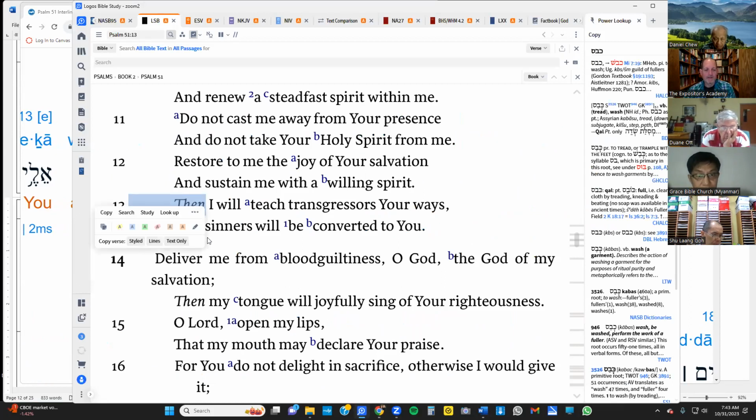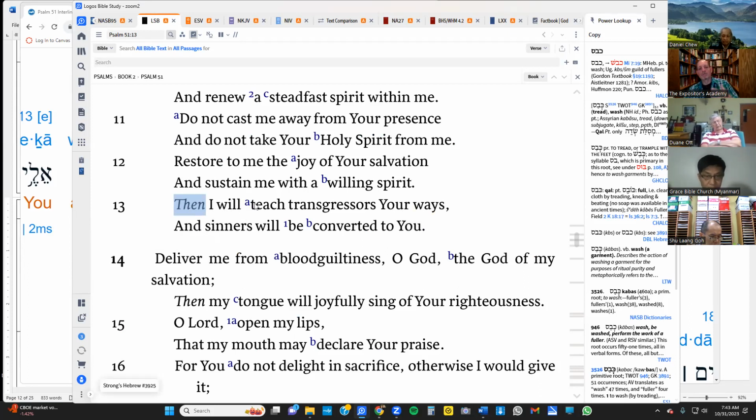They put the word then there because they believe that connects verse 13 to what came before. And I think it's a correct interpretation, but literally that word isn't there in the actual Hebrew. There's no conjunction there in the text. It just simply says, I will teach transgressors your ways. But I think it is a correct interpretation to see verse 13 as a result of verses 11 and 12, what came before.